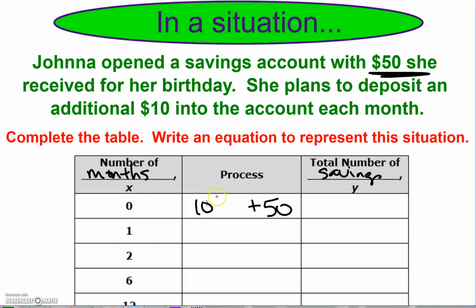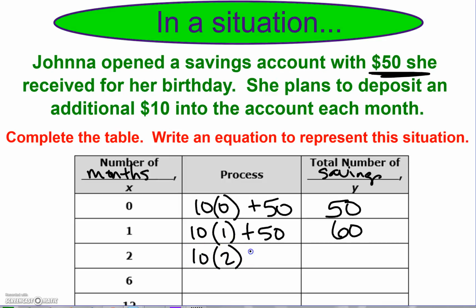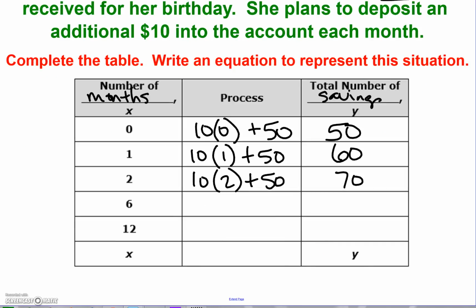So $10 times 0 months is 0, so plus 50 would get us 50. $10 per month, if 1, plus 50 would get us 60. $10 times 2 plus 50 would be 70. $10 times 3 plus 50 gets you to 80. I'm sorry, this should be 6.